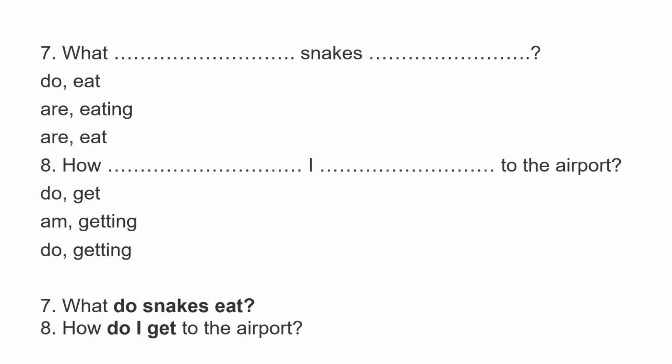What ___ snakes ___? Do, eat, are eating, are eat. What do snakes eat? What are snakes eating? What are snakes eat? The answer is: what do snakes eat? How ___ I ___ to the airport? How do I get? How am I getting? How do I getting? The answer is: how do I get to the airport?